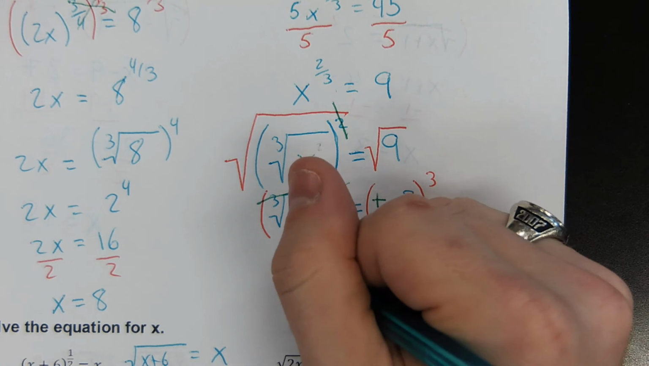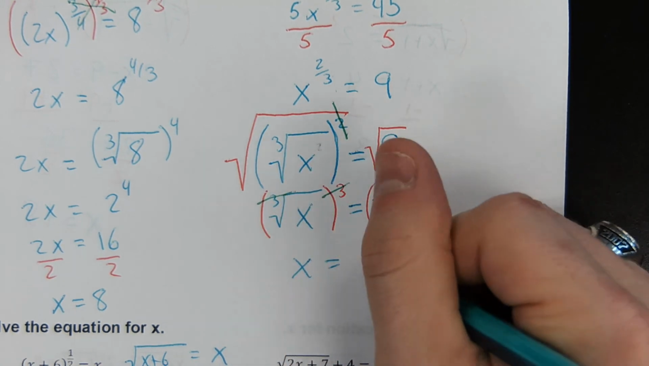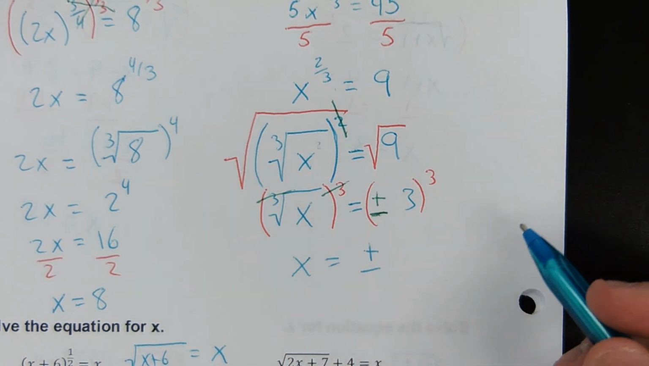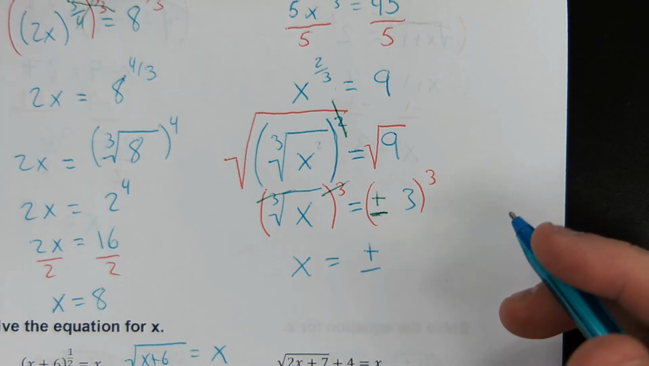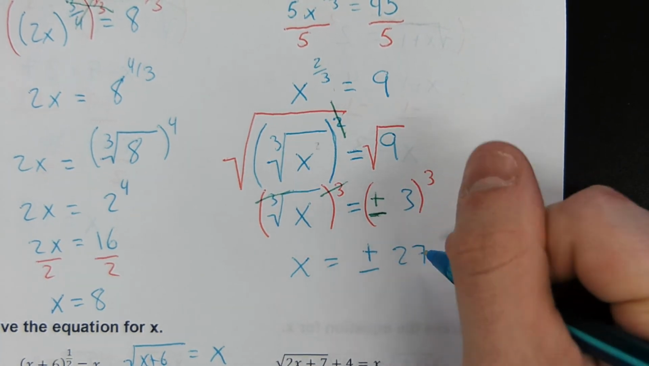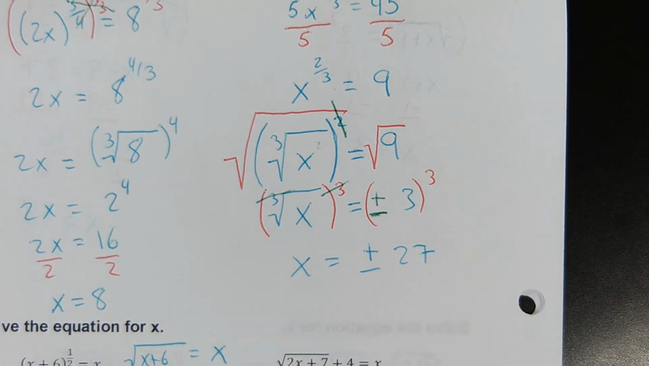X on the left side, plus or minus, and what's 3 to the 3rd power? 27. So positive and negative 27 are our answers.